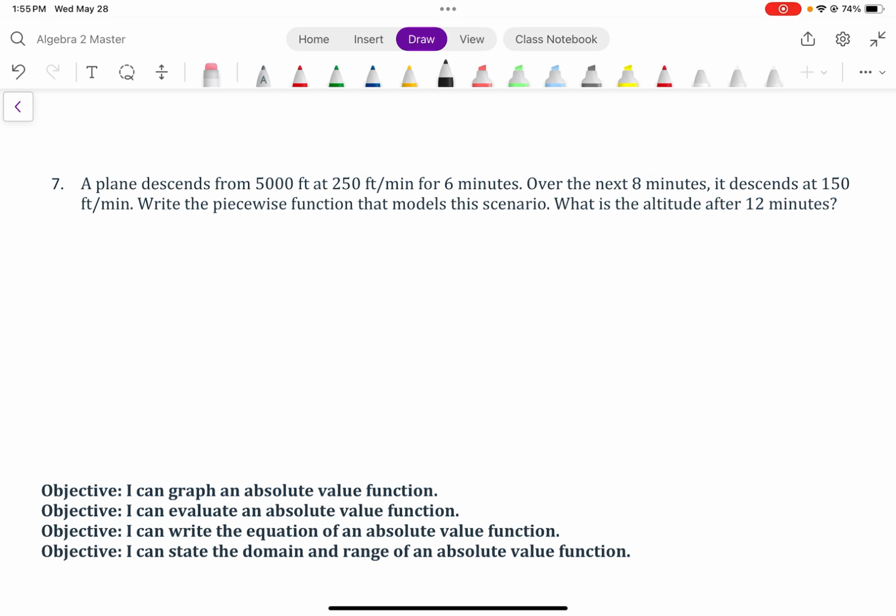So first, hopefully it's a big giveaway that it says write the piecewise function, that you're going to have a piecewise function, but I need to define what my variables represent. You can use whatever variable you want. A lot of people will use t here. I'm going to use x because I'm not very creative and I like to use x. But I'm going to say x is the time in minutes.